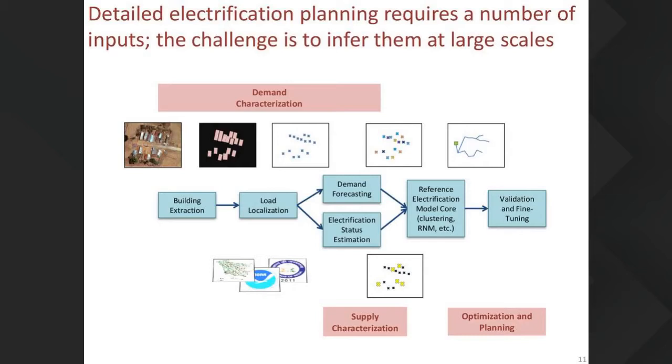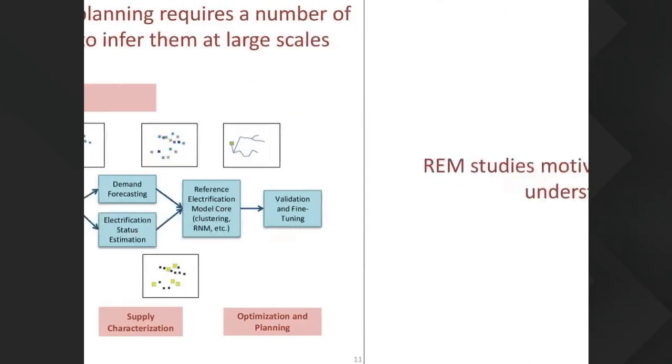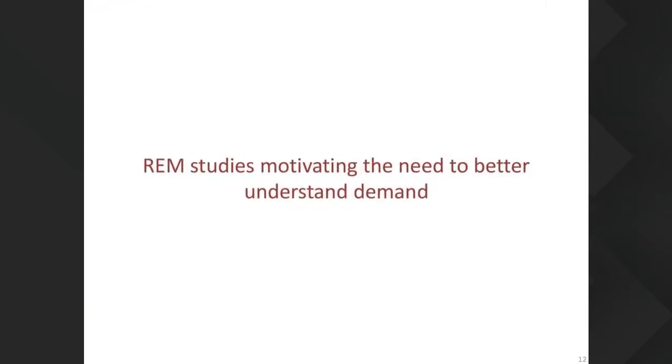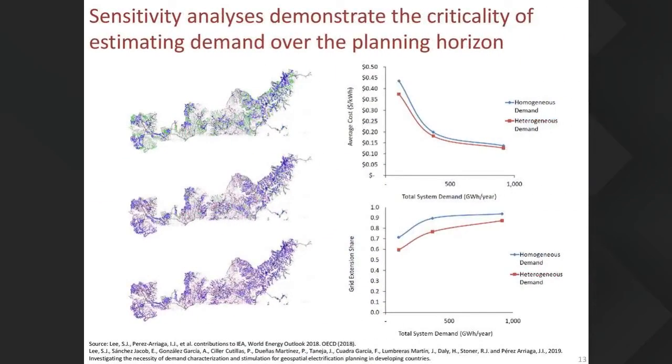planning models. And the one that we're going to be talking about most today is demand forecasting. And I think that's probably what's most pertinent to the audience here. So just before we dive into all of the details around demand, we're showing that our electrification model, REM, we've used that model to produce studies that motivate the need to better understand demand. And what we're finding as we're doing more and more of these planning models is that this is really the most sensitive and critical input to the model and to the eventual prescriptions that are output from that model.